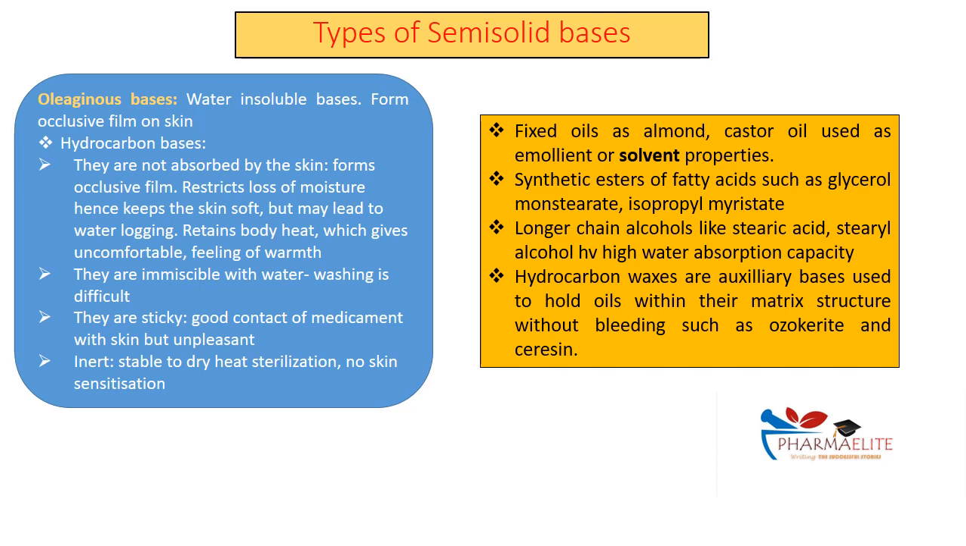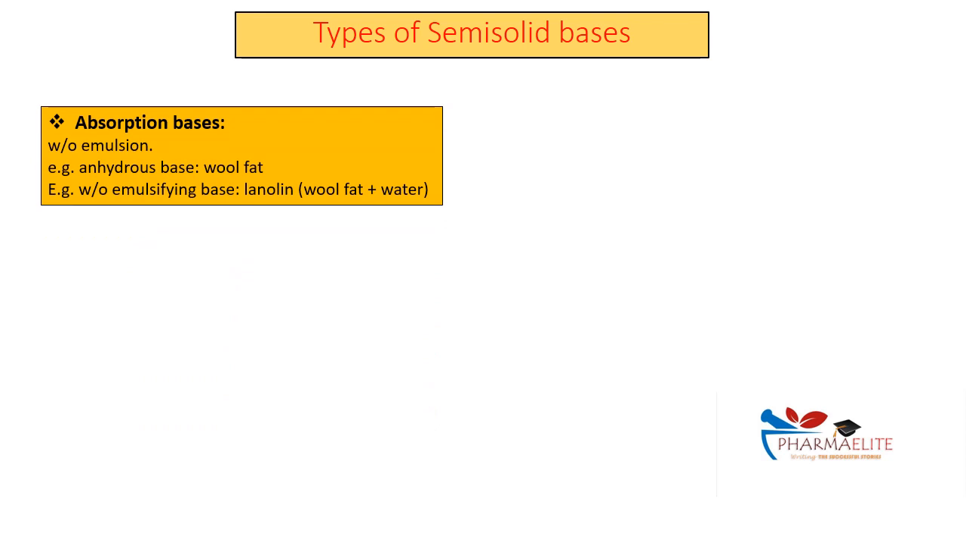Isopropyl myristate, as I said, is being used in industry to a great extent. So that was about your absorption bases. Oleaginous bases are usually used when you want to prepare a water in oil emulsion. Remember all these things, because when we do the topic of emulsions, I'll ask you these questions. When it comes to absorption bases, they use water in oil emulsions as your final product.